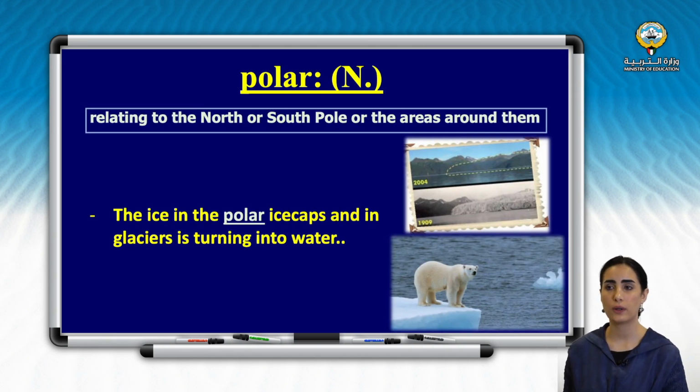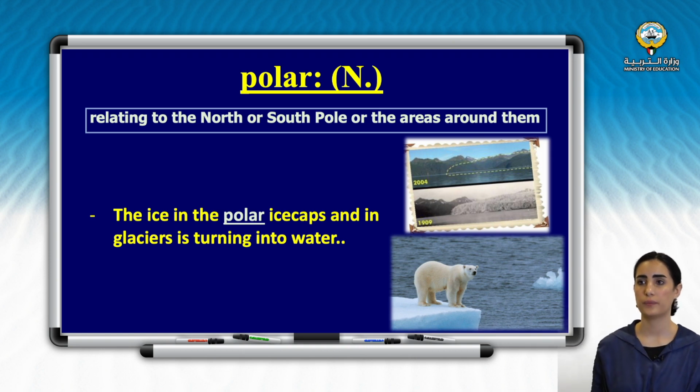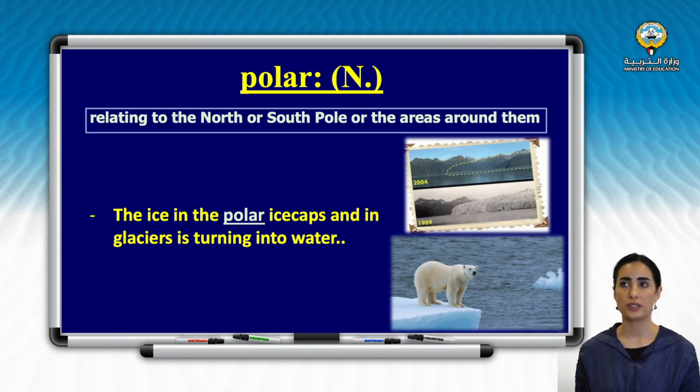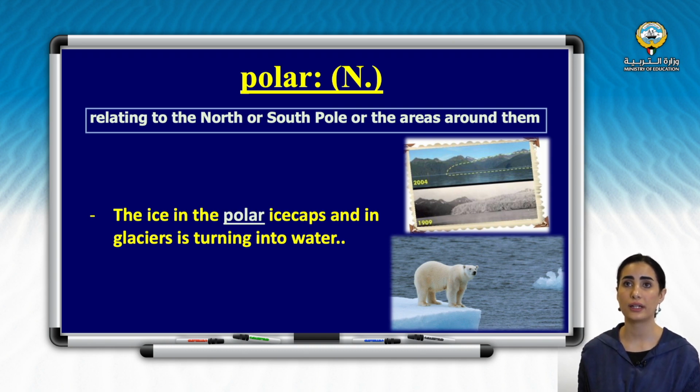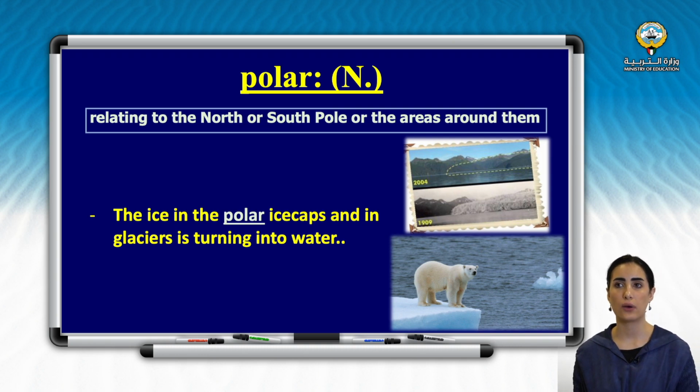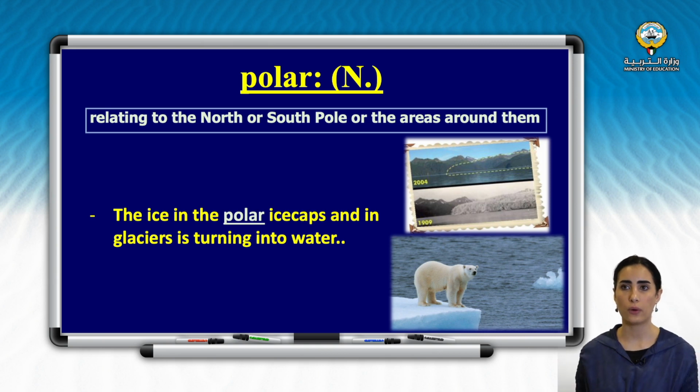Next we have the word polar. So repeat after me. Polar. What part of speech? Excellent. It's a noun. Let's use it in a sentence. The ice in the polar ice caps and in glaciers is turning into water. So, what do I mean by the word polar? So polar here is anything related to the north or south pole or the areas around them. So the north and the south pole, the cold areas of the earth.